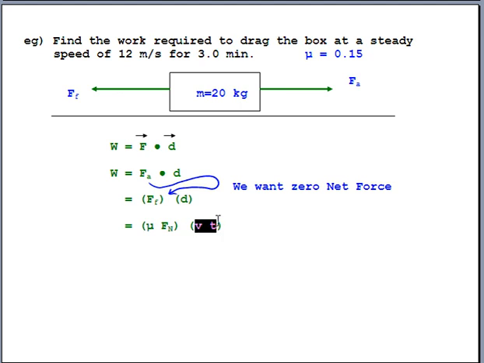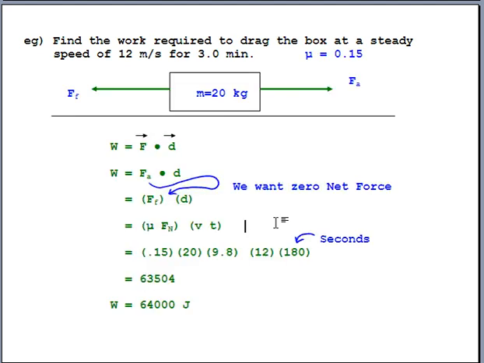That's the final example of the day. Okay, here we go. Got mu, and then mg would be the size of my F_N. And then over here is the calculation of the distance, 12 meters per second for 3 minutes, for 180 seconds. Done. Clean up the sig figs here, and the story's finished.